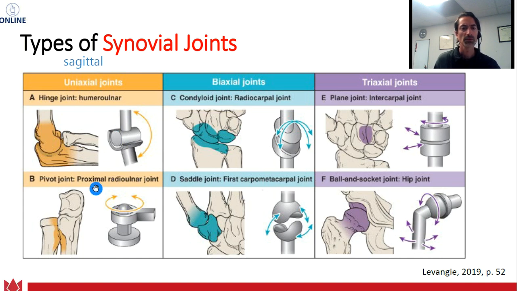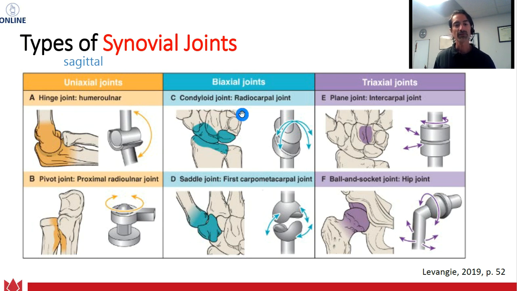What about the proximal radial ulnar joint? This is more of a spinning motion. It's pivoting. So as I take my hand, and if I rotate my hand, I'm doing pronation, supination. Which plane of movement do you think this would be? This is going to be your transverse plane of movement.